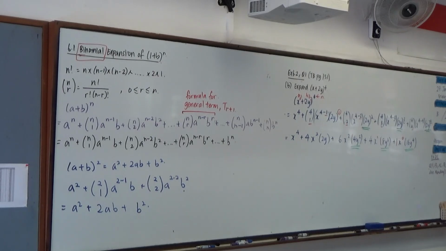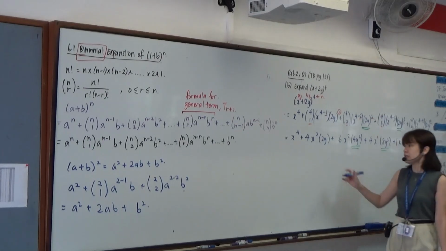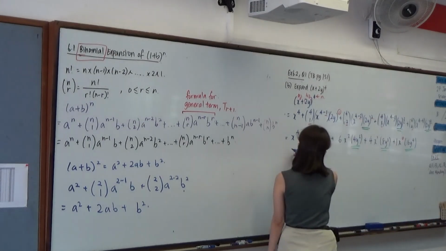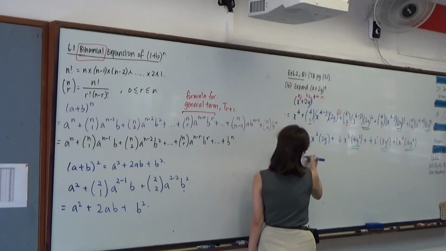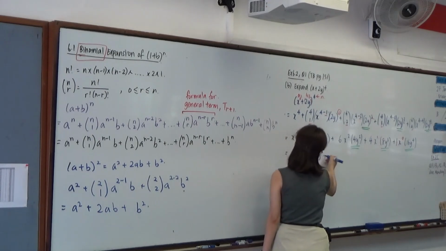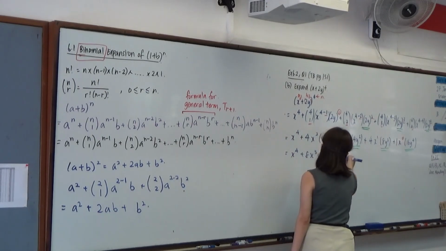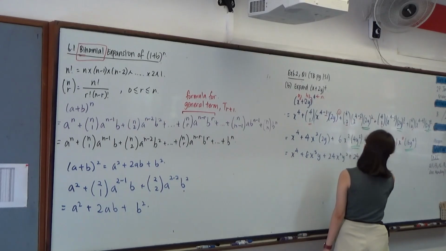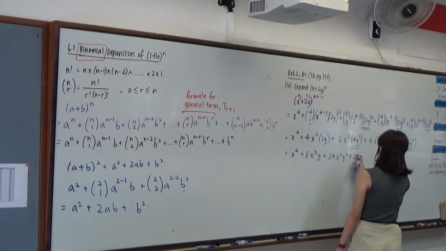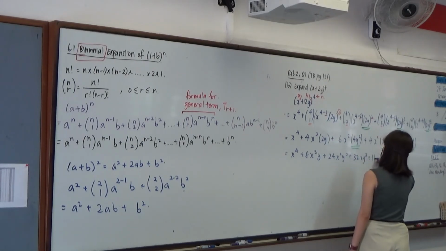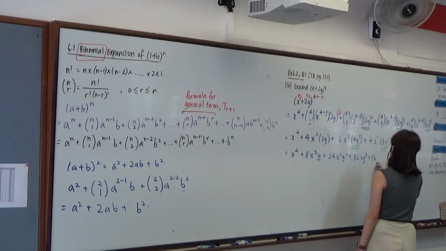Any questions at this juncture? Not done with simplification yet, because we have this 4 times 2 that can still be simplified. You get 8x cubed y plus 24x squared y squared plus 32x y cubed plus 16y to the power of 4.